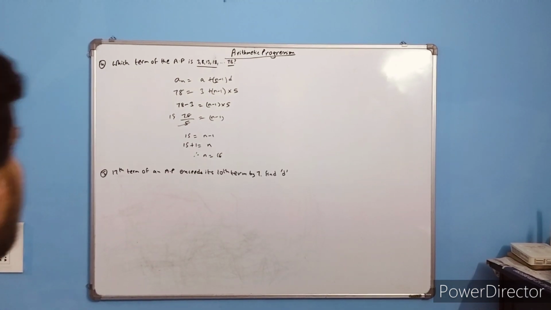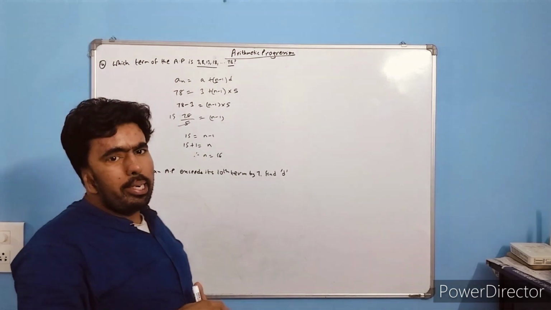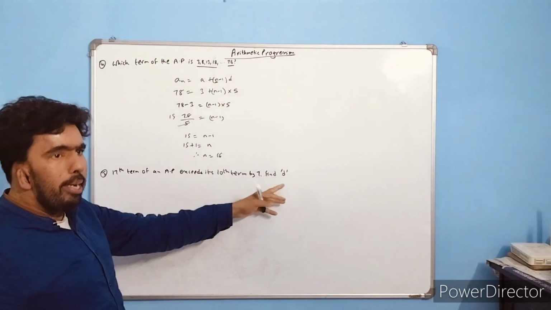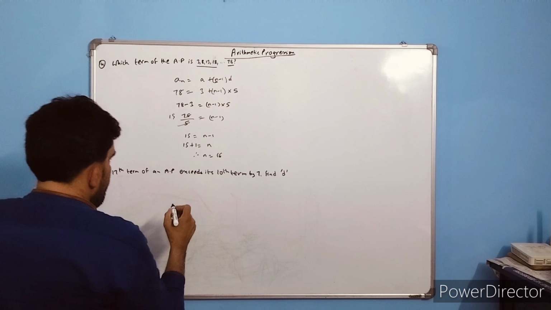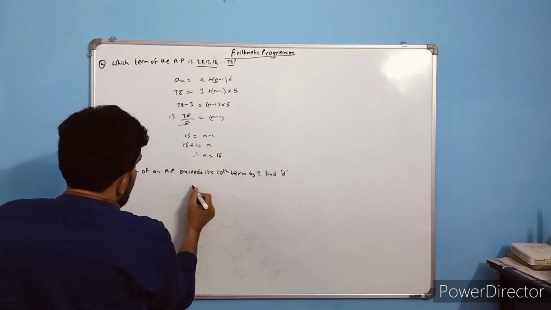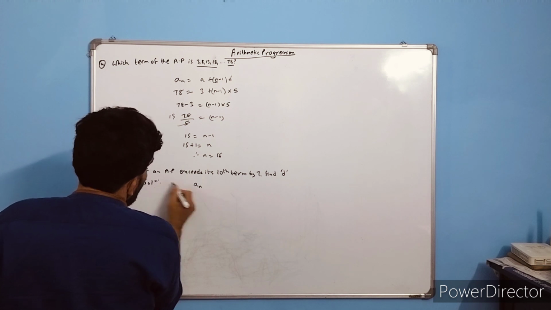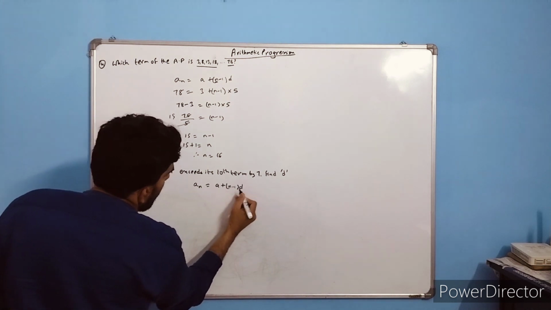Now see, the next question we have: the 17th term of an AP exceeds its 10th term by 7. So here we need to find the common difference. How will you find it? Let us see. We know the formula for finding the nth term, that is An is equal to A plus (n minus 1) into D.